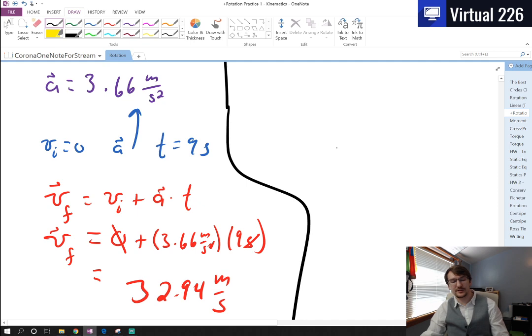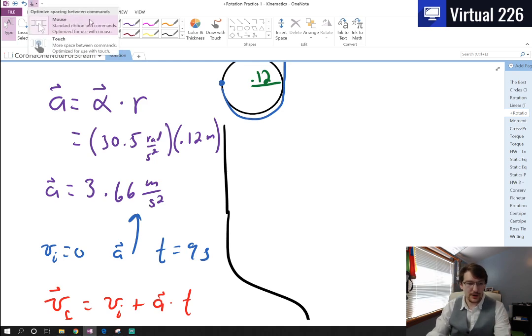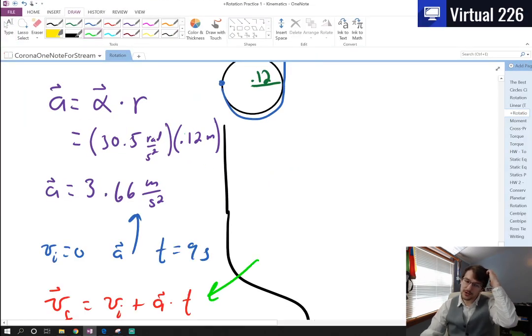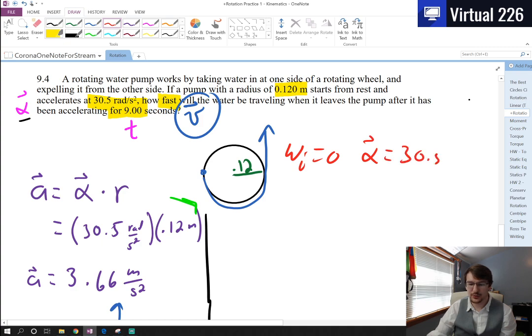Another way we can solve the problem is very similar. Instead of doing the angular to linear conversion first, we're going to do this part at the bottom right here first, and then we're going to do the angular conversion. So what we'd actually start with, if we wanted to do this in reverse order, is we would say, look, I know that initially my angular velocity is 0. I know my angular acceleration is the 30.5 rads per second squared, and I know my time equals 9 seconds. What is the final angular velocity?